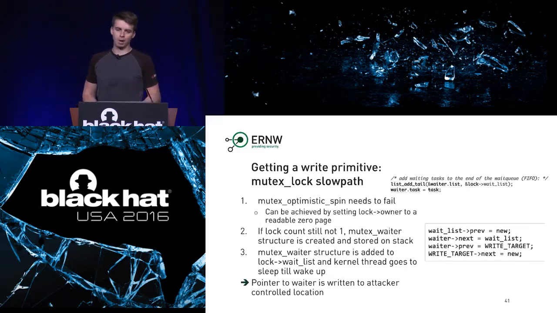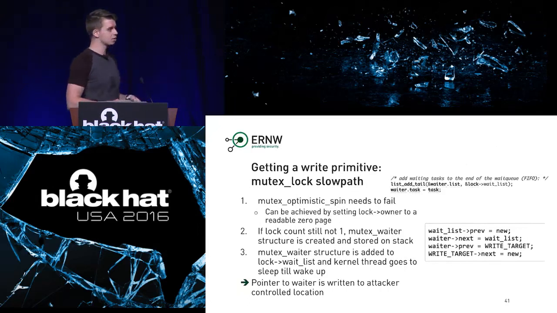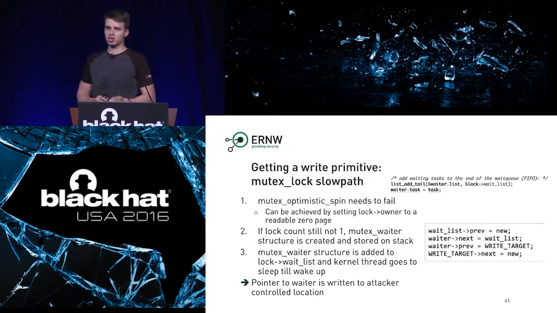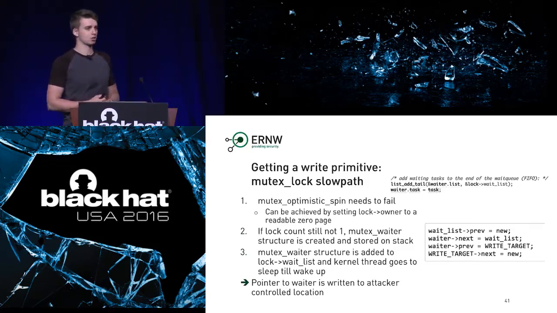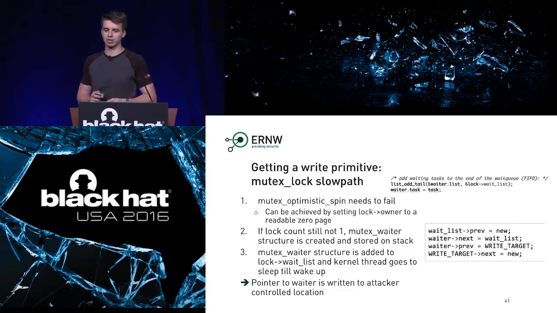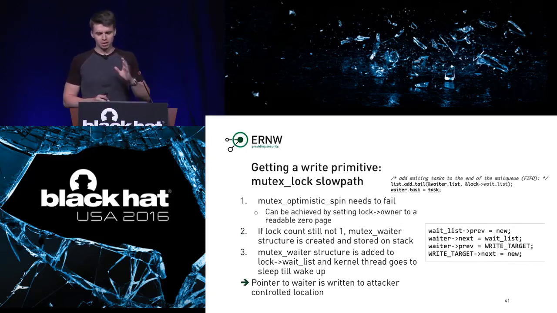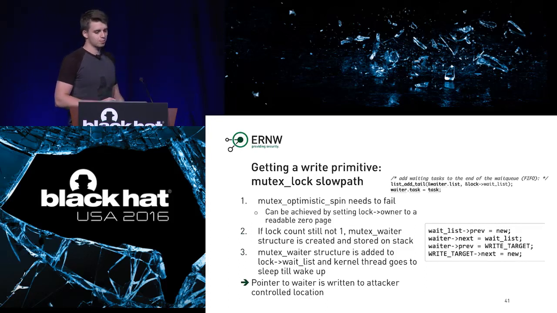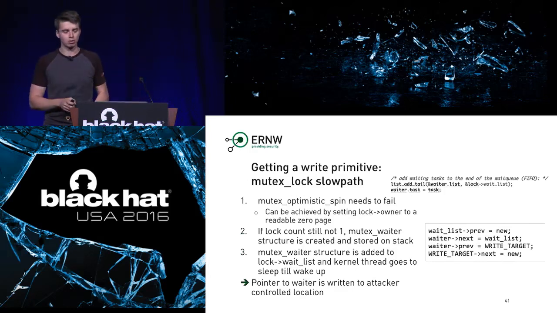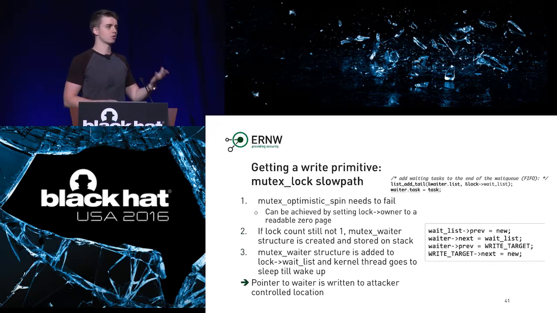If we look at the log slow path, we can see they try to do an optimistic spin lock. We can make that fail. And if it fails, then they create a so-called mutex waiter structure. This is a structure that will later on be woken up to try to get the mutex again. And if you look at how this works, this mutex waiter structure is added to a linked list, the lock waitlist linked list. By triggering this process, we can write the pointer to this waiter structure that lies on the local stack to an attacker-controlled location.